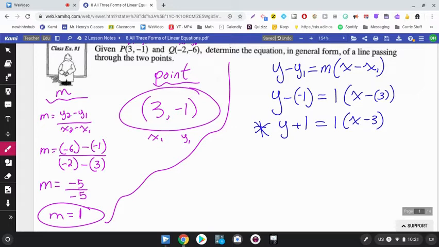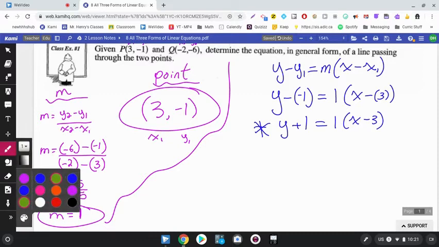Now I need to put it in the specific form. Okay, so I'm going to clean it up. I'm going to convert to general form. Distributive property, I really don't have to do that, and you'll see why. 1 times x is just x. 1 times -3 is just -3. That coefficient of 1 doesn't change anything. It's just what it already is.